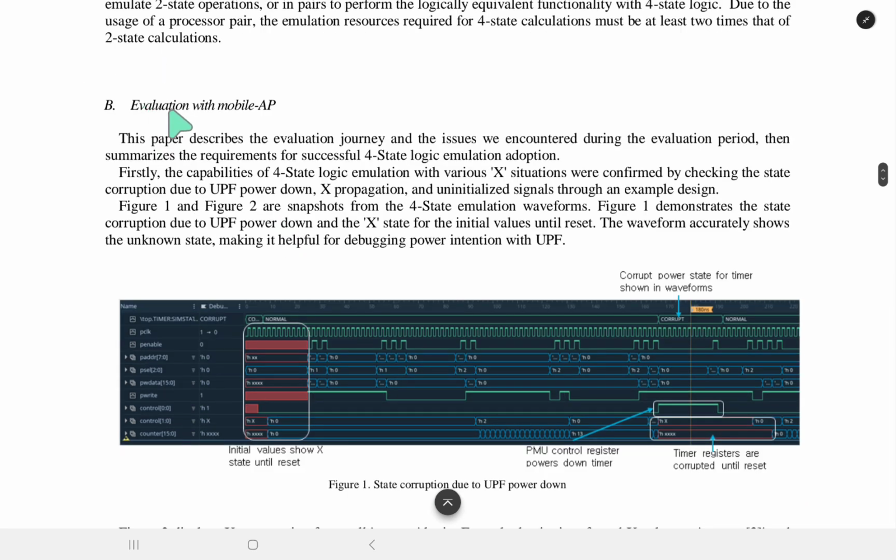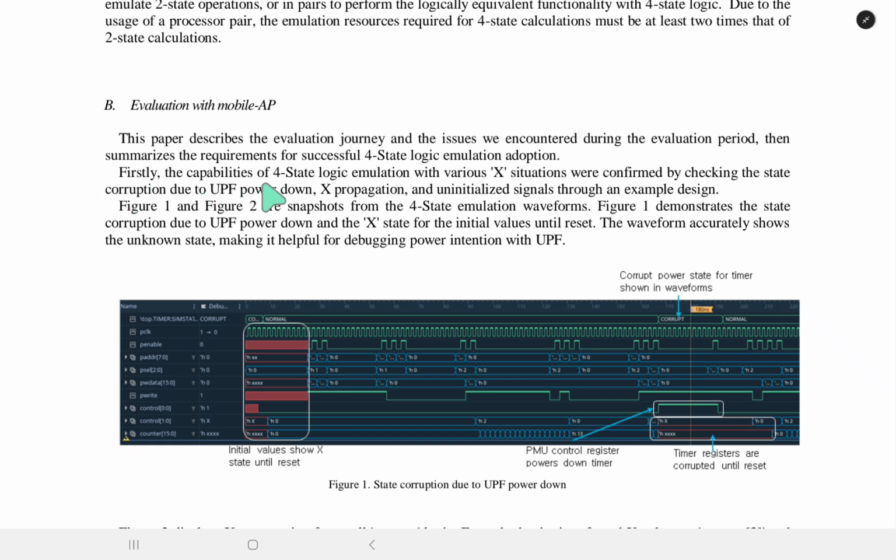B. Evaluation with mobile AP. This paper describes the evaluation journey and the issues we encountered during the evaluation period, then summarizes the requirements for successful four-state logic emulation adoption.